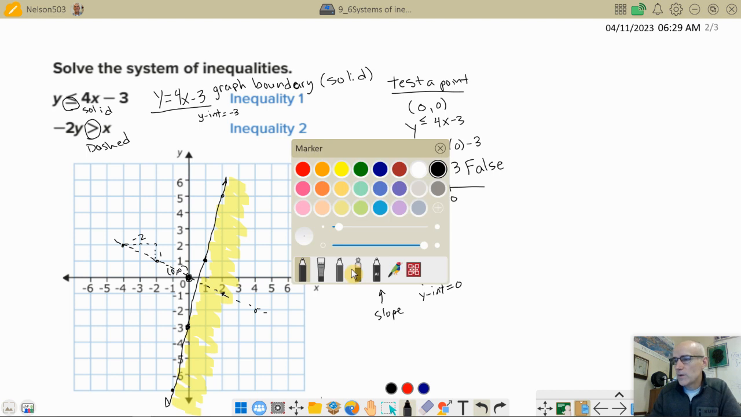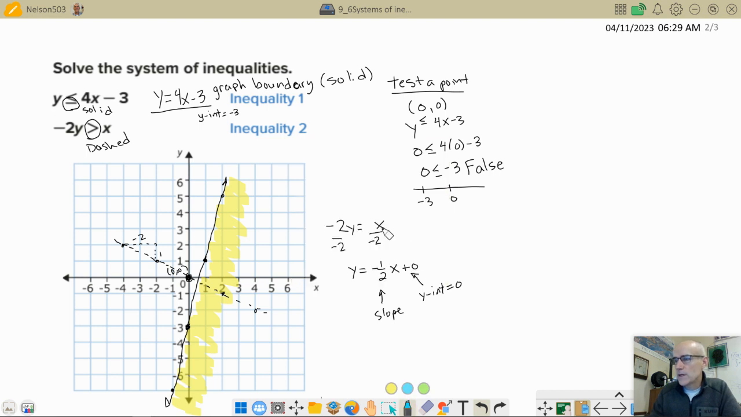So I test out a point. Let me go over here to my highlighter and change colors. I'm going to test out a point. It doesn't matter; you just want a point that's either above the line or below the line. Okay, so I'm going to test out 0, 1 because it has a 0 in it. So I'm going to put a 1 in for y. And then I have to change back to my inequality.